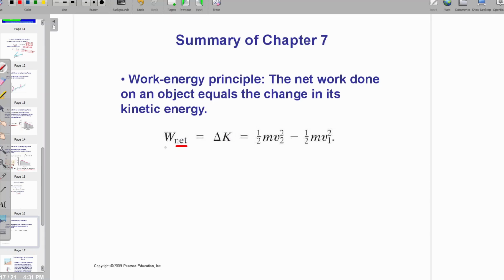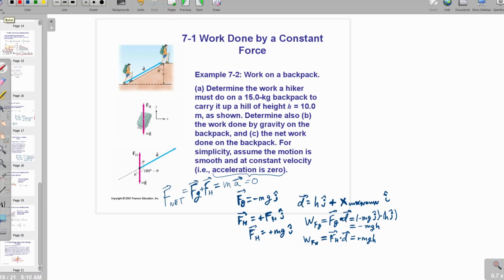acting on an object. Let's do an example from chapter 7, and we'll use this to introduce some of the concepts from chapter 8. So here, this is example 7.2 from your textbook. You're asked to determine the work a hiker must do on a 15-kilogram backpack to carry it up a hill of height h equals 10 meters. And then you're also asked to find the work done by gravity on the backpack and then the net work.